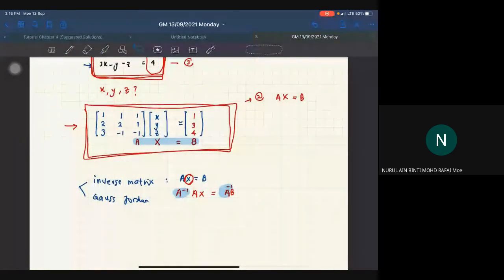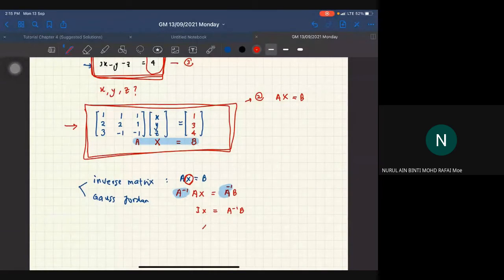Okay, so kita akan dapat IX equals to A inverse B. So X kita equals to A inverse B. Okay, so this is one method. Alright, so for the second method adalah Gauss-Jordan.